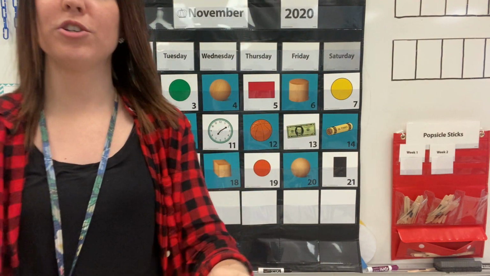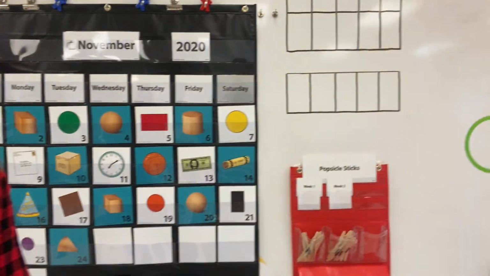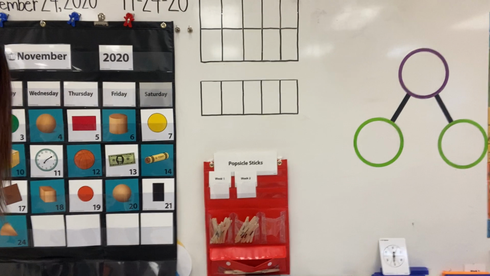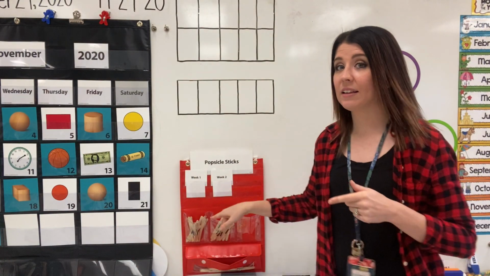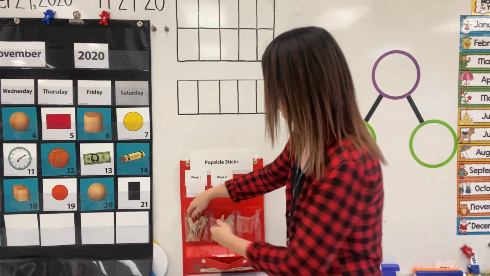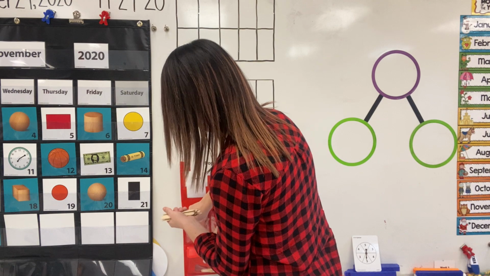Okay, so let's move on from our shapes. I'm going to bring you back up again. Remember what we've been collecting this month? Popsicle sticks. So today we're going to see how many popsicle sticks we collected. Let's look first at week 1. I'm going to use this 10 frame that we have up here to try to figure out how many we have.